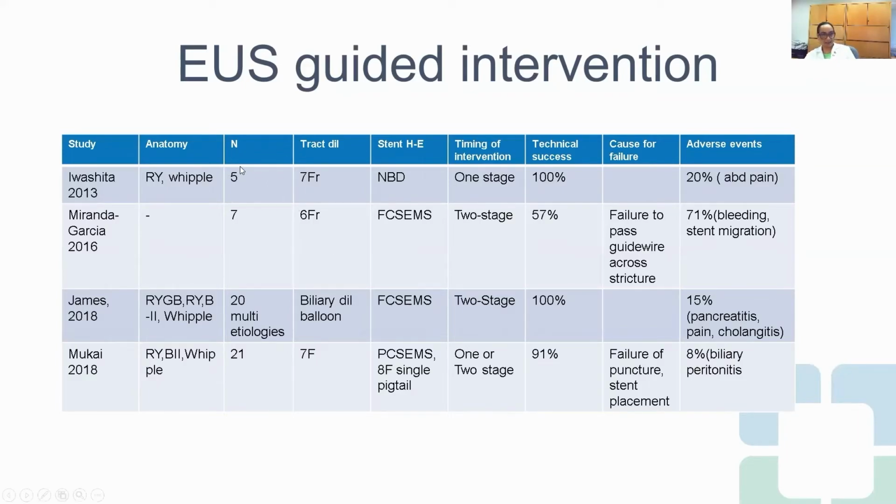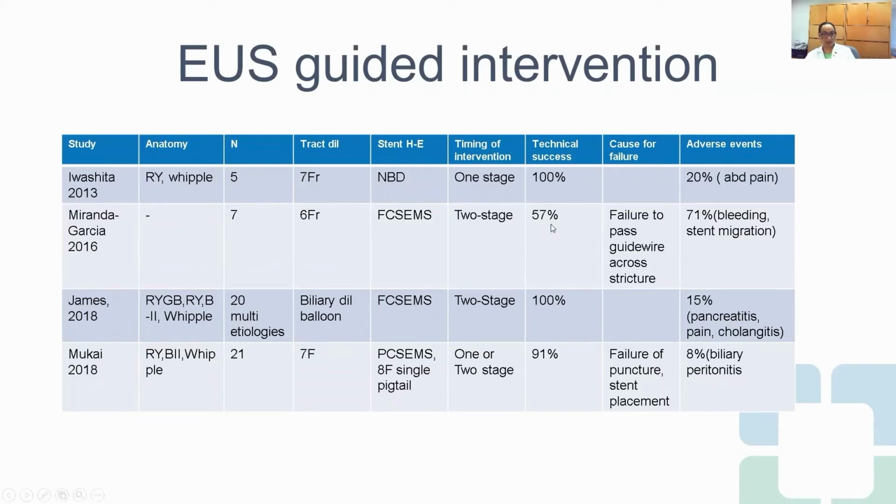This also highlights, in small case series, multiple different tools used for tract dilation and different types of stents used for hepaticoenterostomy creation. The timing was also either one stage, which means that they created the hepaticoenterostomy and then went in and did the antegrade balloon dilation of the anastomotic stricture and antegrade stenting, versus two stage, where they created the hepaticoenterostomy, placed a fully covered self-expandable metal stent, brought the patient back a few weeks later, and then did antegrade balloon dilation of the stricture and stent placement.